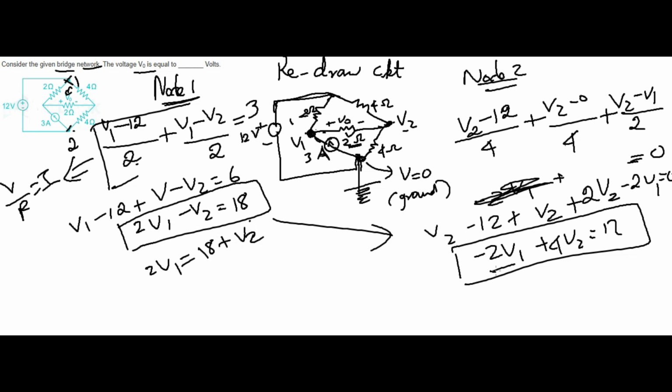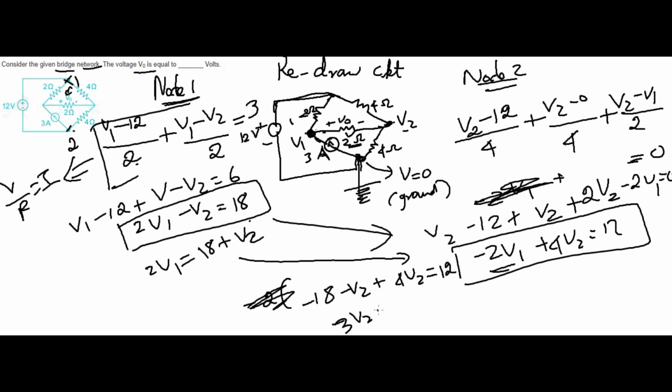So if you apply this here, minus 2V1, right? So minus 18 minus V2. Do you understand? Plus 4V2 which is equal to 12. So automatically, minus V2, so here 3V2 is equal to 18. If it goes there, it means 30. Is it right? So V2 is equal to 10 volt.